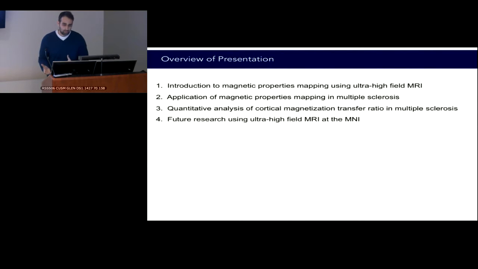Then I'll transition from 7T MRI to 3T MRI and from white matter to gray matter, looking at cortical lamination patterns and how they're altered in multiple sclerosis. And then I'll discuss some of my ongoing research at the MNI.